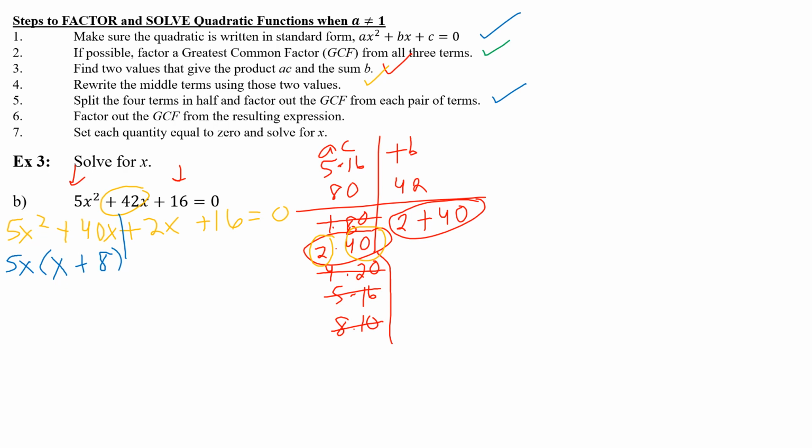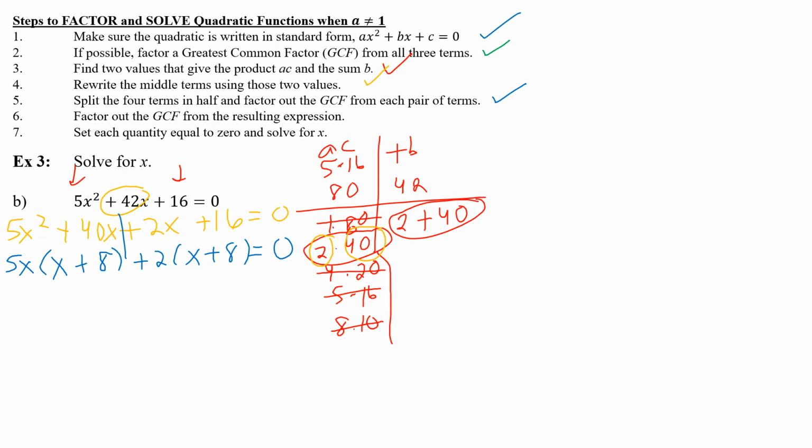Doing the same thing on the right, 2x and 16, they do not both have an x, but the greatest number that they're both divisible by is 2, which will leave me x plus 8 on the inside. Remember, our goal is to get the parentheses to be the same.